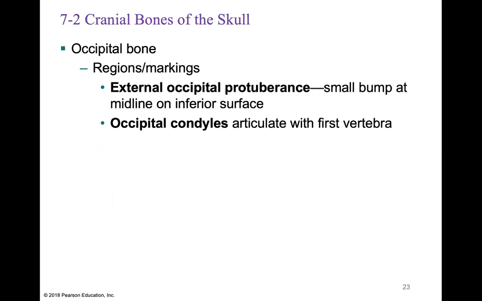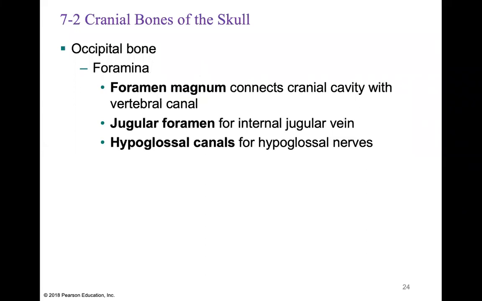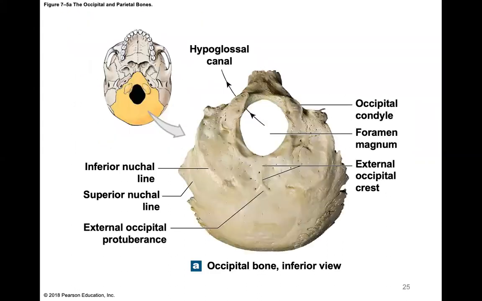Some regional markings of the occipital bone. We have the external occipital protuberance. This is a small bump at the midline on the inferior surface, and this is mainly from muscle attachments. The occipital condyles will articulate with the first vertebrae. The foramen magnum, I mentioned and pointed this out in the image. This is essentially the big hole at the base of the occipital bone, and this will allow for the spinal cord to pass through from the medulla.